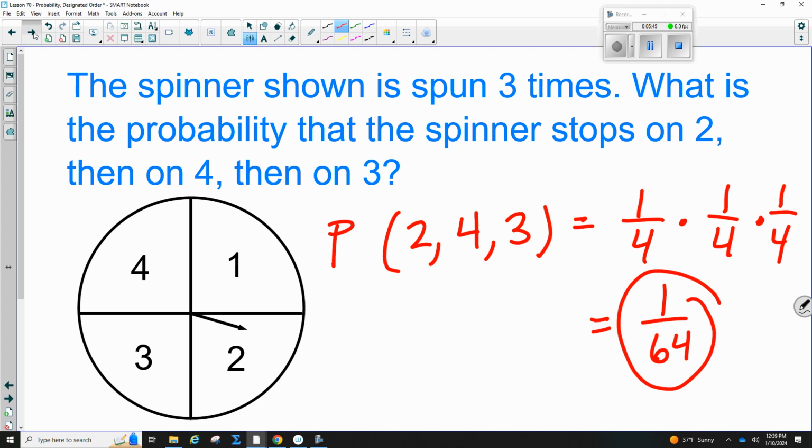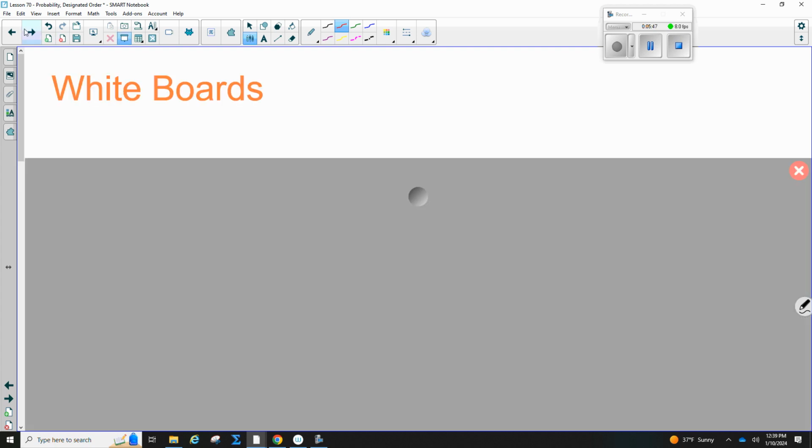Okay. Let's try some whiteboards. Maybe leave your notes out if you want to look at your sum chart, if you wrote down your sum chart.